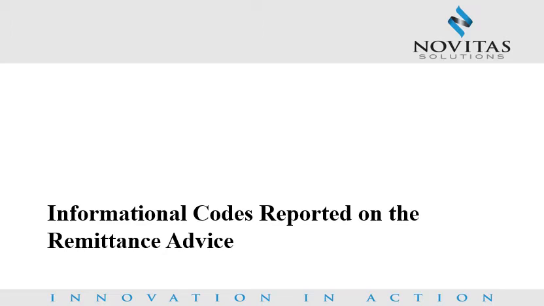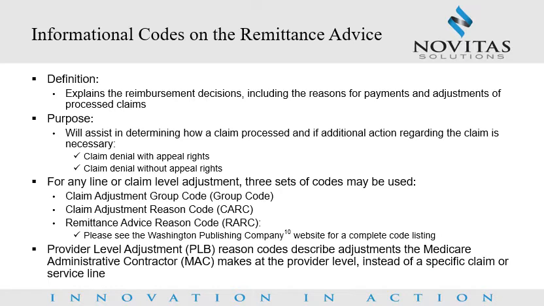Informational codes reported on the remittance advice. The remittance advice provides informational codes that explain reimbursement decisions, including the reasons for payments and adjustments of processed claims. The reported codes assist in determining how a claim processed and if additional action is necessary, such as advising whether or not a reimbursement decision is appealable.